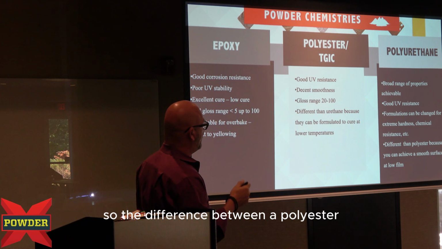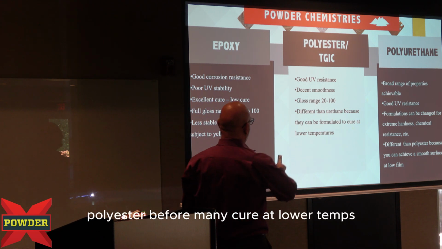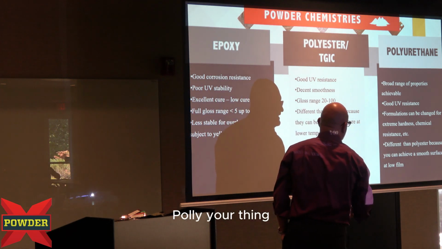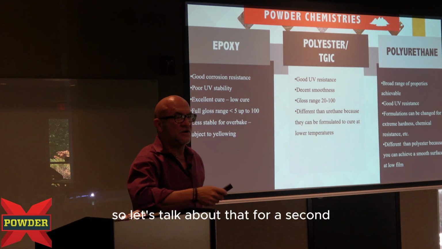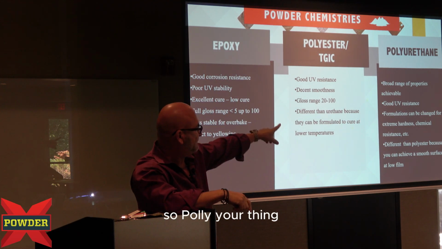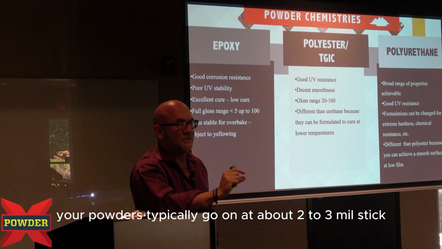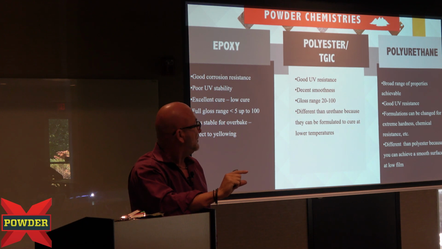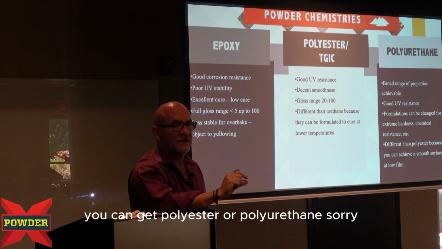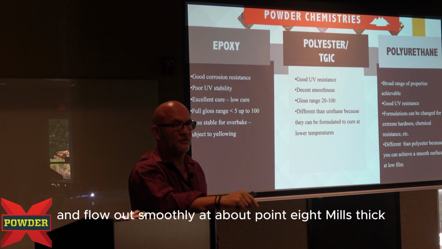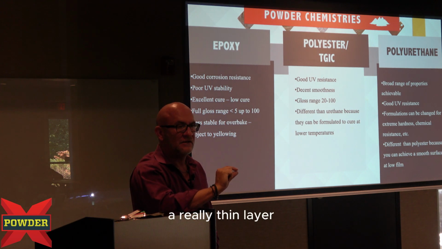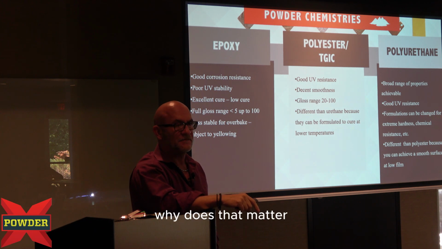So the difference between a polyester and polyurethane is this. Polyester can be formulated to cure at lower temps. Polyurethane, you can achieve a smooth surface with a lower film. So let's talk about that for a second. So polyurethane. Your powders typically go on at about 2 to 3 mils thick is where you're probably going to average out at. You can actually get polyurethanes that will lay down and flow out smoothly at about 0.8 mils thick. A really thin layer. Why does that matter?